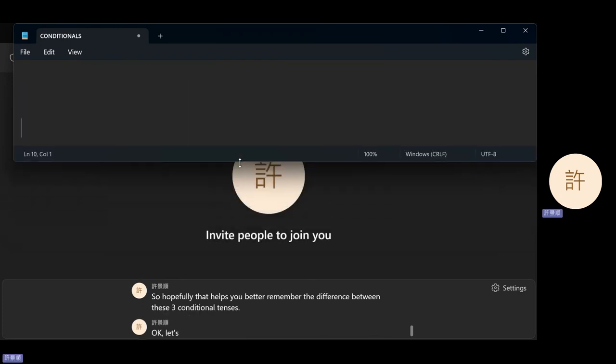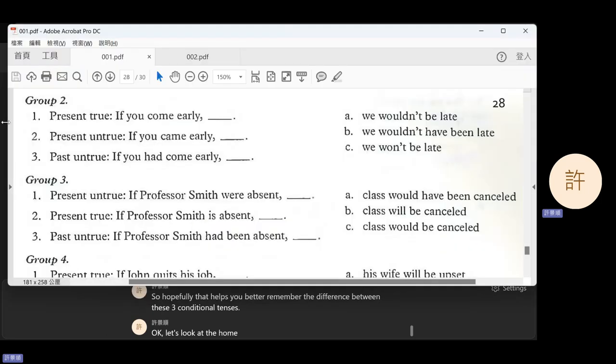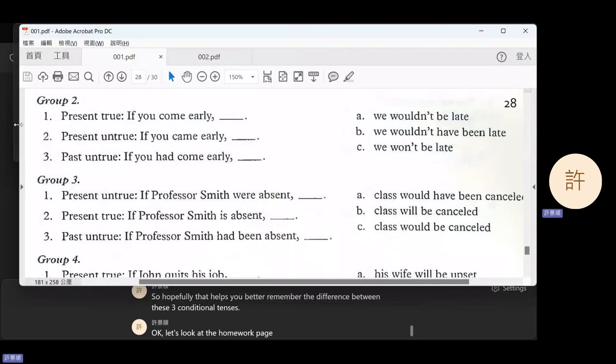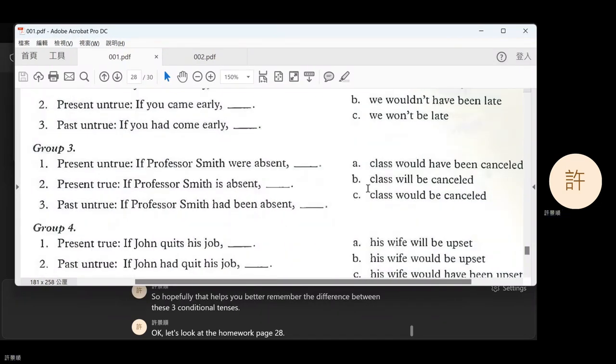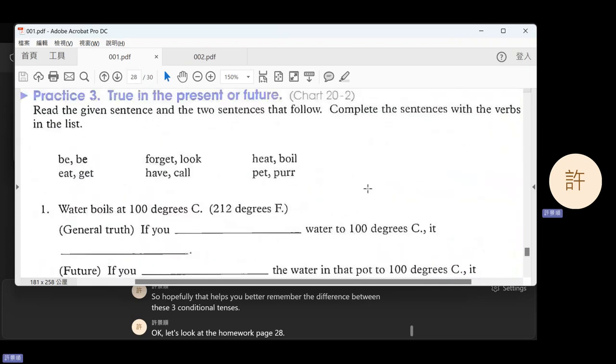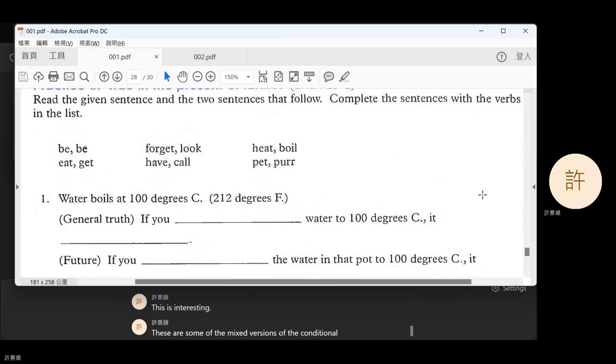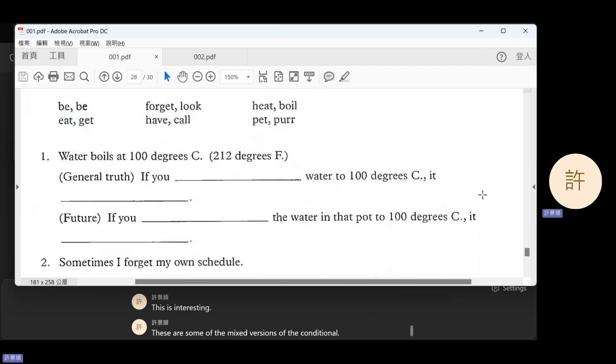Okay, let's look at the homework. Page 28. Practice 3. This is interesting. These are some of the mixed versions of the conditional. So the question very kindly gives us the list of answers. So we just have to choose the right tense and put them in. So number 1.